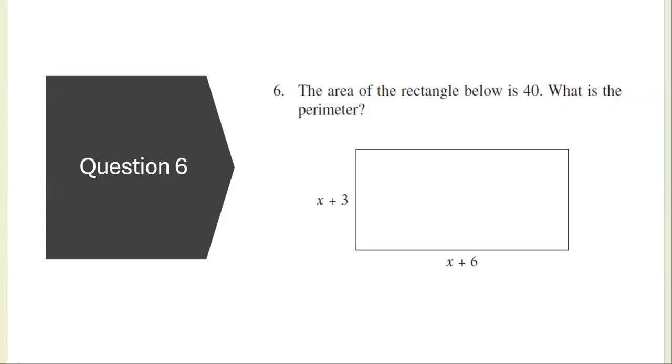Okay, so we want perimeter, so we want the sum of all the lanes. We need to find out what x is in order to get the lanes. Okay? And we use this first sentence to help us out. The area of a rectangle is base times height. So base, x plus 6 times height, x plus 3 is equal to 40.